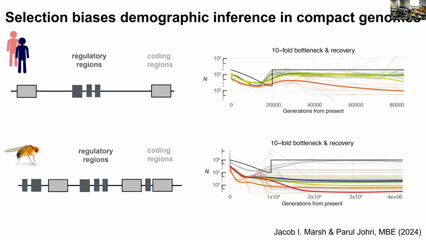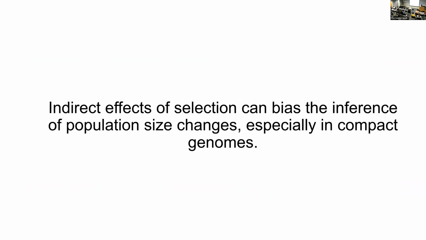And we really do see that in humans, even if you add the maximum amount of selection you can possibly have in human-like populations, demographic history is pretty much decently inferred. So we really don't have to worry too much about human populations. But in a Drosophila-like population, where 50 to 60% of the genome is under selection, you basically will not recover the true demographic history at all. So indirect effects of selection can really bias the inference of population size changes, especially in these compact genomes that have a lot of selection going on.